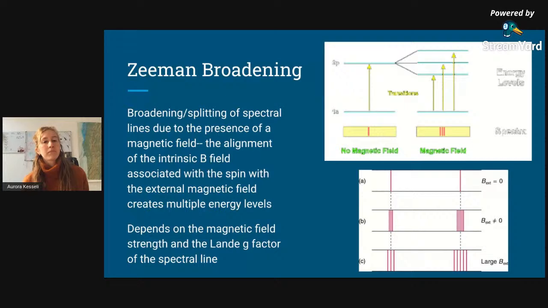And the last broadening mechanism that I wanted to talk about is Zeeman broadening. And so Zeeman broadening arises when you have a magnetic field on your object, and then you get this extra coupling between the intrinsic magnetic field of your element, so the internal spin magnetic field, coupled with the external magnetic field, and you get this extra broadening effect.